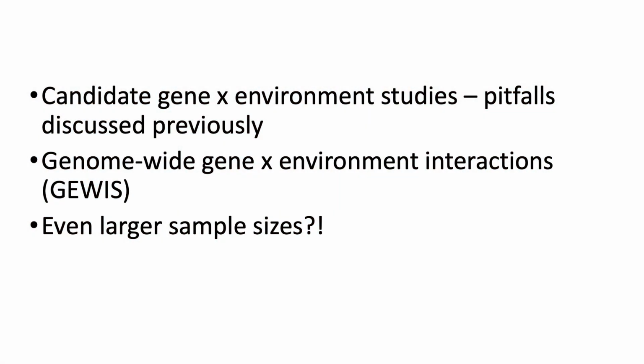There's been many candidate gene by environmental risk factor studies which have the same pitfalls that we discussed earlier and haven't necessarily been well replicated. There are new methods, I think one came out in 2020, where they try and do a genome-wide by environmental risk factor association study. But you can imagine the challenges with that in terms of sample size. I think recently I heard someone say that you need 8 times the sample size for an interaction study to what you'd need for a main effect.